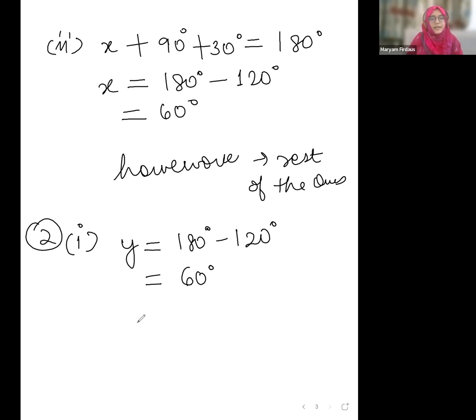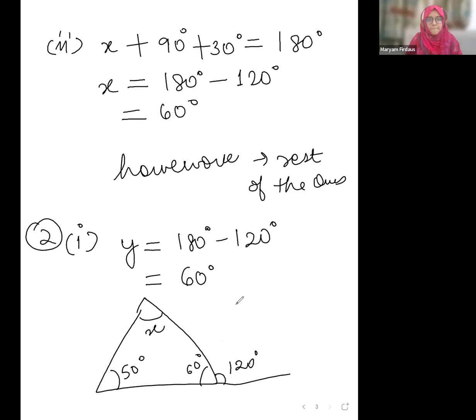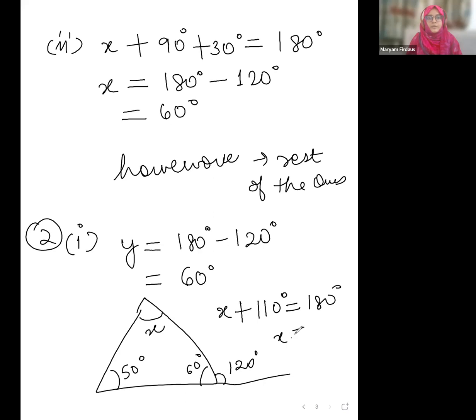So now our diagram has become like this: x, 50, 60. Now you have to find x. Okay, wait. How to find x? Wait, I will just draw the diagram first. x plus 50 plus 60 gives 180. Very good. Then we will say x is equal to 70 degrees. Very good.